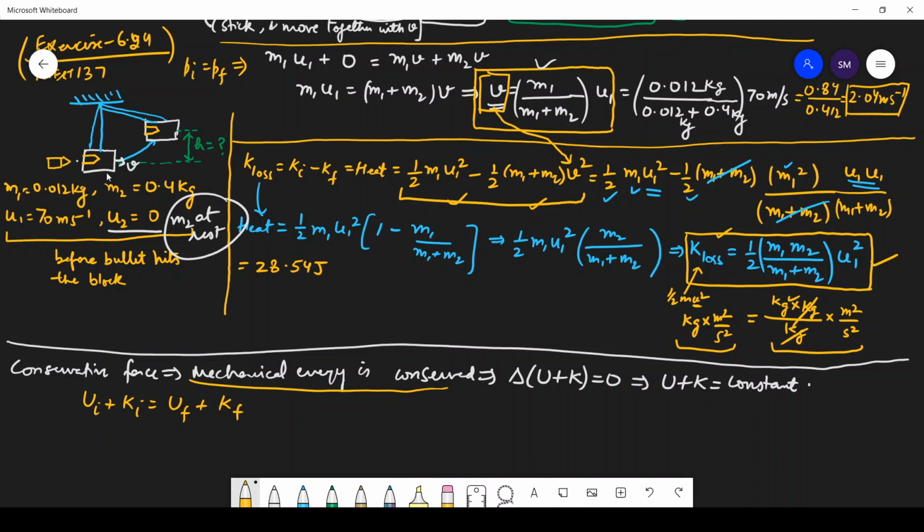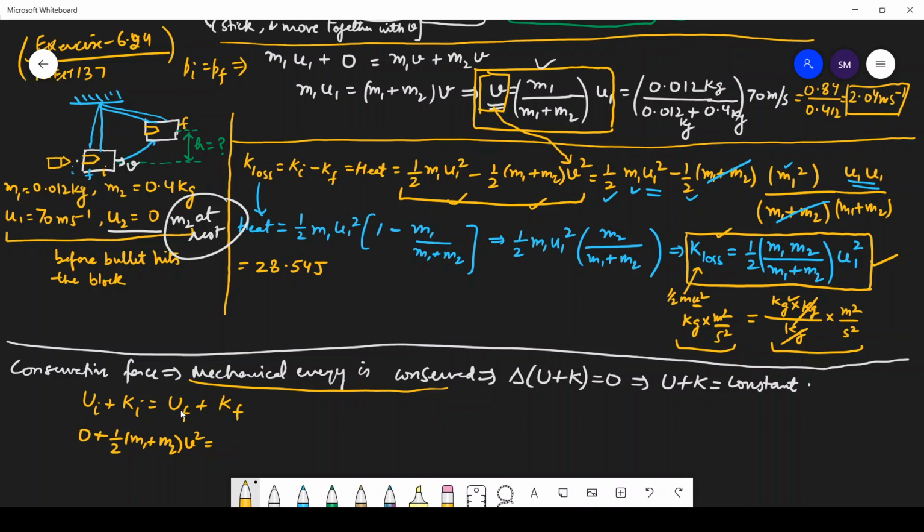Initial was at this point and final is at this maximum height. Okay, mechanical energy we are talking about. When we were talking about momentum, it was initial just before the collision and final over here. Now the initial potential energy we are assuming at 0, and what is the initial kinetic energy? Half (m1 plus m2) into v square, isn't it?